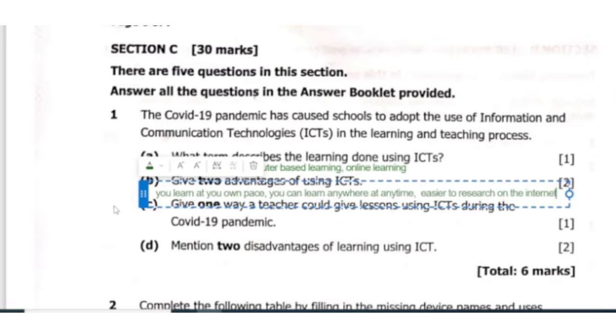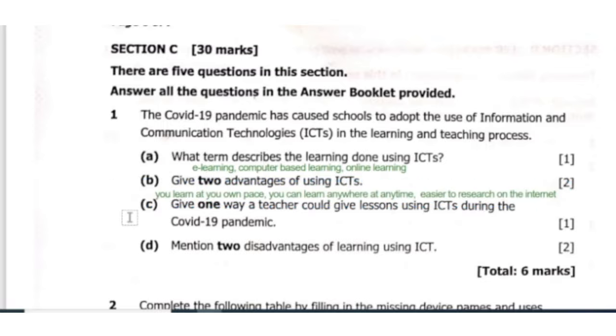Okay, so we go to question C, which is: give one way a teacher could give lessons using ICT during the COVID-19 pandemic. How can a teacher give a lesson during this COVID-19 pandemic? You can give a lesson during the pandemic by using the internet.